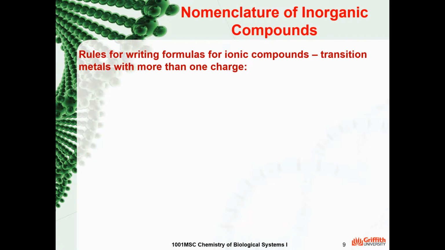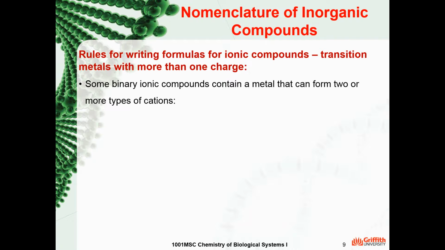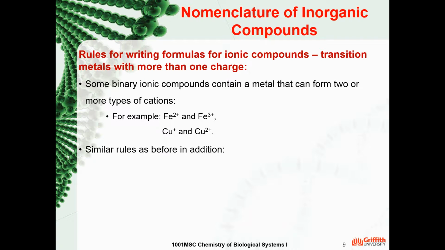Now let's discuss how to name ionic compounds that contain a transition metal that can have more than 1 charge. Remember from part 2 of this module that some transition metals might have more than 1 charge. For example, iron can be either Fe2+ or Fe3+. Copper can be either Cu+ or Cu2+. So how can we name the ionic compounds that contain a transition metal that can have more than one charge?